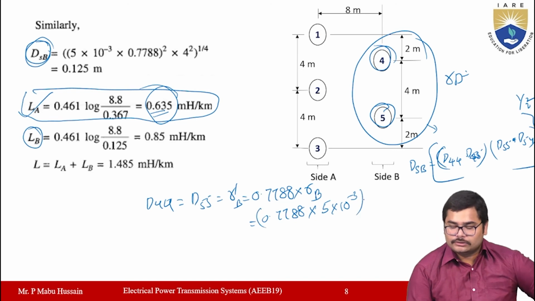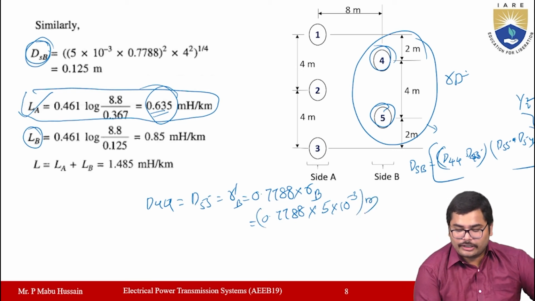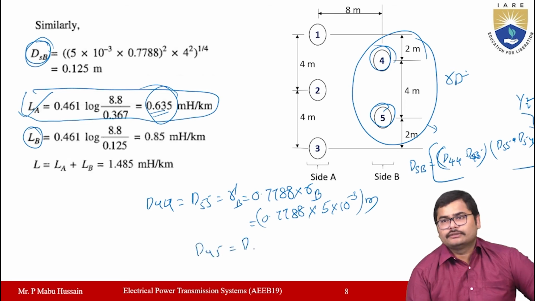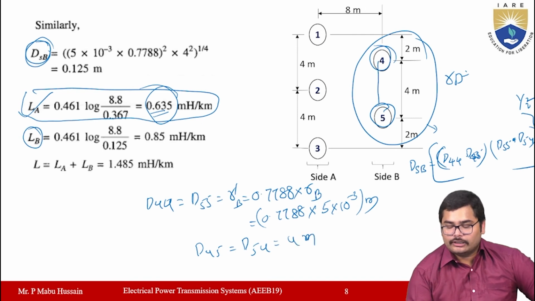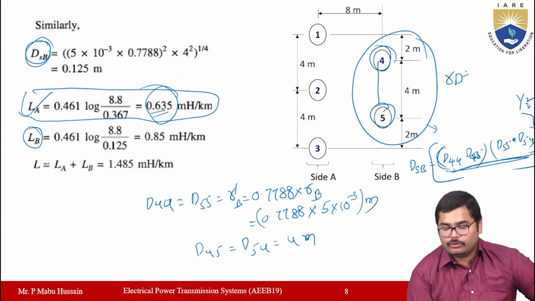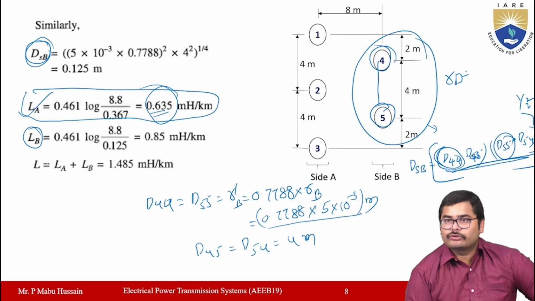Okay, so then D45 and D54 both will be equal to 4 meters from the figure. Now if you substitute all this in this equation, D44 and D55 both are the same, which is this total value whole square. D45 and D54 both are the same, which is 4 square you will get.